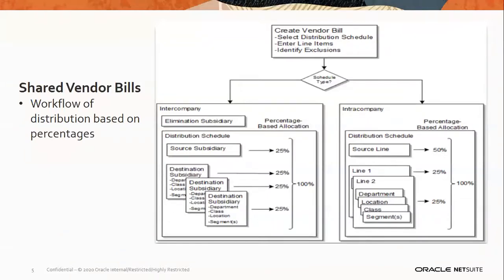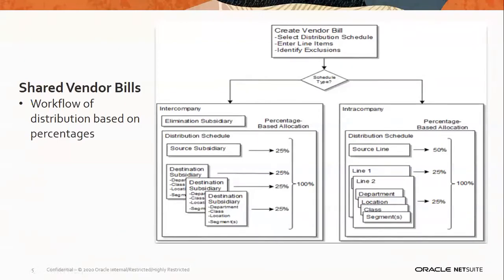Before you're able to actually create the schedules, you will be enabling some features. If you are going to take advantage of the intercompany distribution schedules, you will need to make sure that you have the automated intercompany management feature set up, along with the intercompany entities, the customer and vendors, as well as intercompany accounts. So the workflow will be, you're going to create a vendor bill.